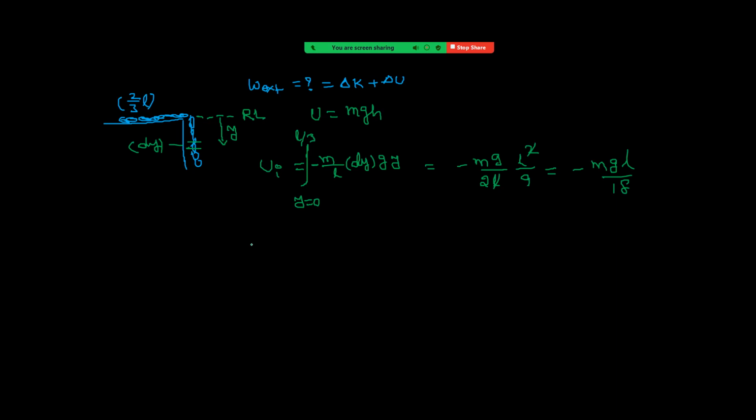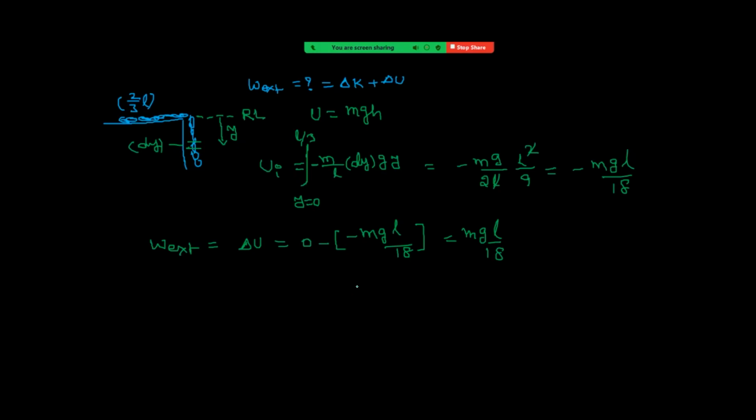So here what is delta U? Delta U equal to, because this is nothing but work done by external force, that is equal to delta U, final value minus initial value, minus mgl by 18. So the answer equals mgl by 18.